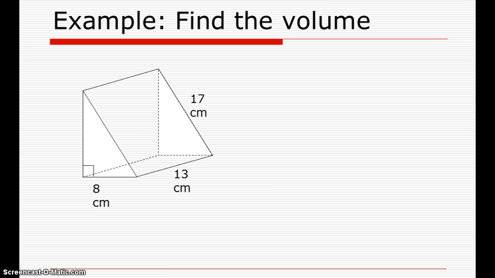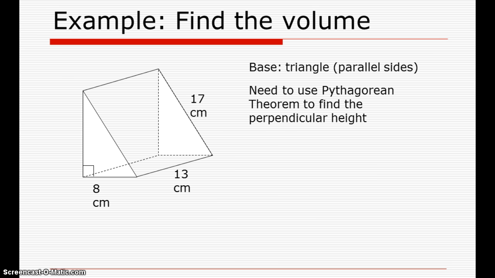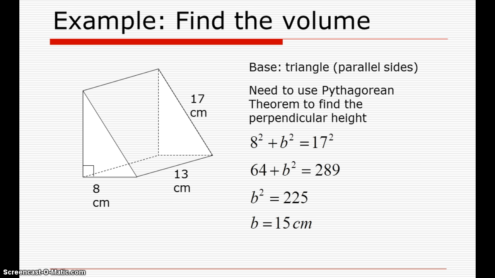So we're going to use the Pythagorean theorem so we can figure out what the height is, because we need that for our area. So we're going to set it up. They gave us the a but not the b, and they've given us the hypotenuse, which is c squared. And when we simplify that down, we're going to get that the height is 15 centimeters.